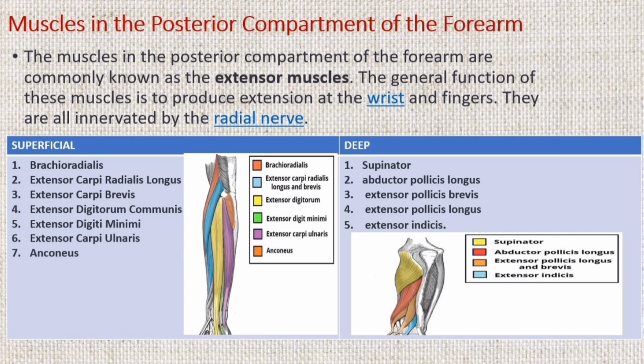In this video, we shall look at the anatomy of the muscles in the posterior forearm, their attachments, actions and clinical relevance. Superficial muscles. The superficial layer of the posterior forearm contains 7 muscles. 4 of these muscles, extensor carpi radialis brevis, extensor digitorum, extensor carpi ulnaris and extensor digiti minimi, share a common tendinous origin at the lateral epicondyle.